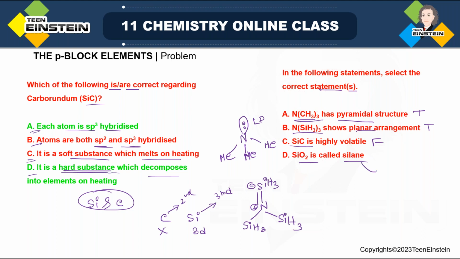But what is silane? Silane is actually SiH4. And you can find some similarity: if we pronounce methane, it is similar to silane. Methane is CH4. Just replace carbon with silicon, and now the term is silane. So SiO2 is not silane. This is not correct. This is false. So out of these 4 statements, the correct ones are actually A and B. Okay.